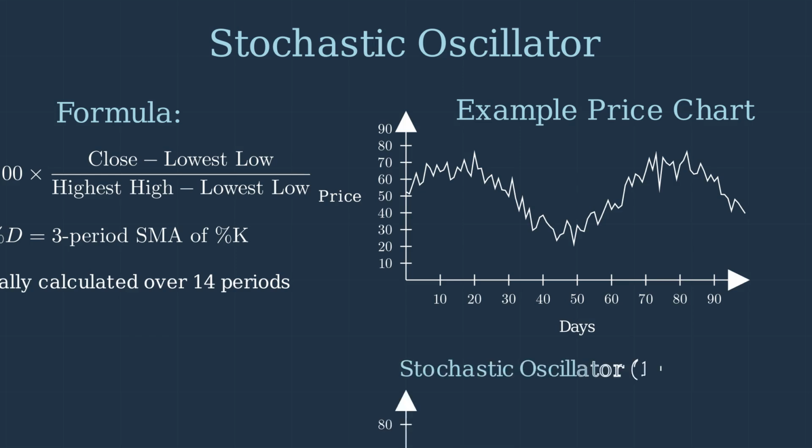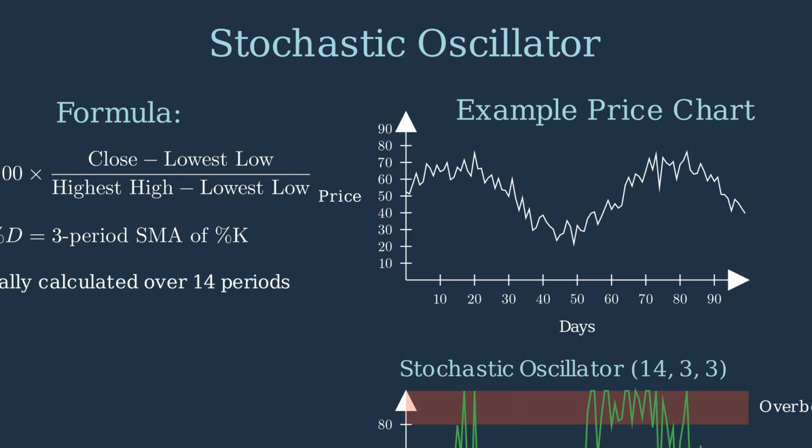Below our price chart, we can see the stochastic oscillator with its two components. The stochastic oscillator operates on a scale from 0 to 100. Readings above 80 indicate overbought conditions, shown here in red, while readings below 20 suggest oversold conditions, highlighted in green. The main line, %K in green, shows the current value of the oscillator.